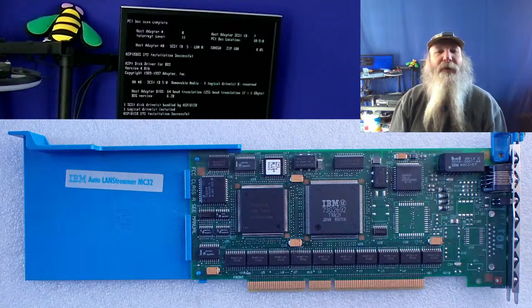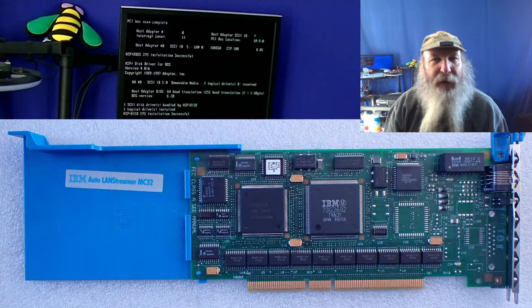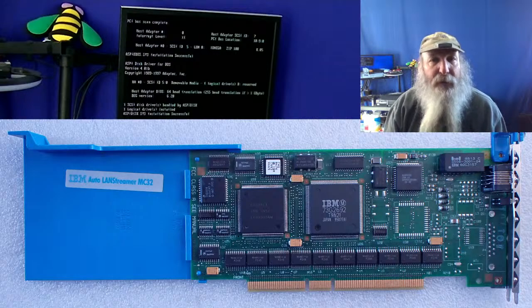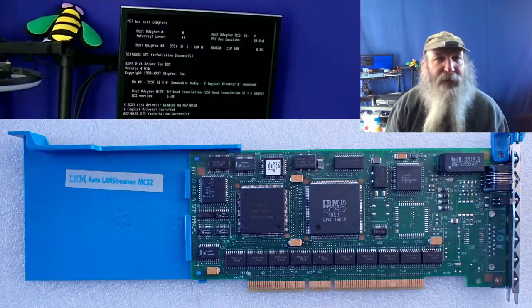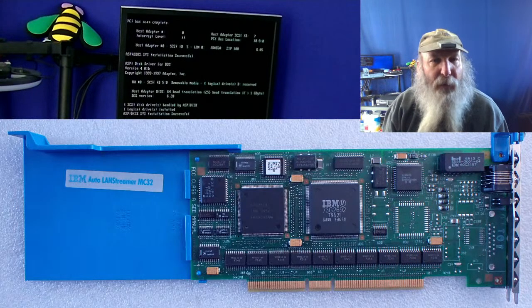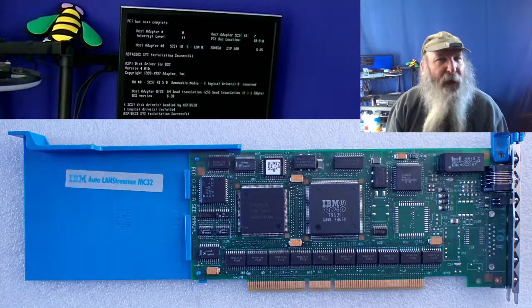But the Ethernet adapters are interesting enough, and of course those are still limited to 10 megabit per second if they work in a PS/2. There were very few Ethernet NICs for the Micro Channel bus that were 100 megabit per second. One is this OLCOM adapter. I've talked about that previously, and the performance there was not really 100 megabit per second.